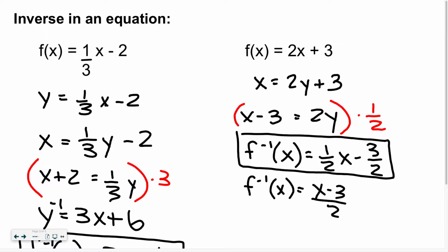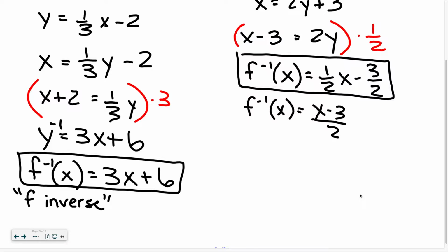Okay. I like to write mine in the form 1/2 x minus 3/2, just because if I were really going to graph them, then it's in slope-intercept form. And that's an easy thing for me to do. Any questions or concerns?